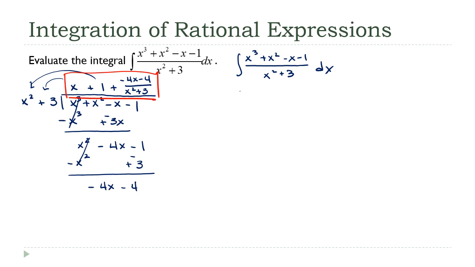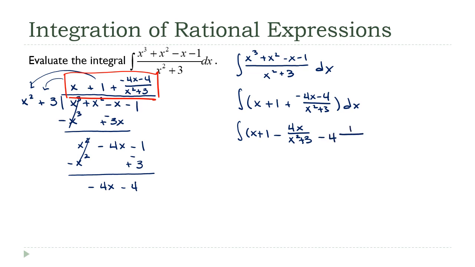So this will become the integral of x plus 1. And I'm going to leave the minus 4 up there, plus, for now, minus 4x minus 4 over x squared plus 3 dx. Now, I'm going to split up that fraction. So I'm going to make this the integral of x plus 1 minus 4x over x squared plus 3 minus 4 times 1 over x squared plus 3 dx.